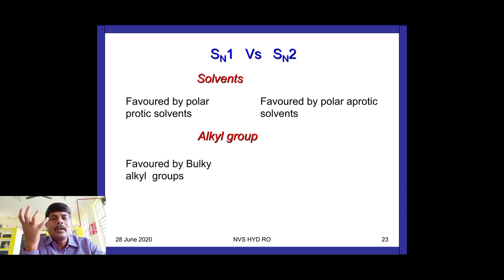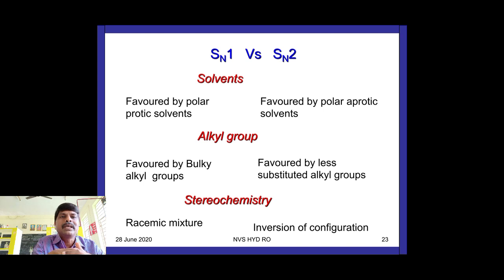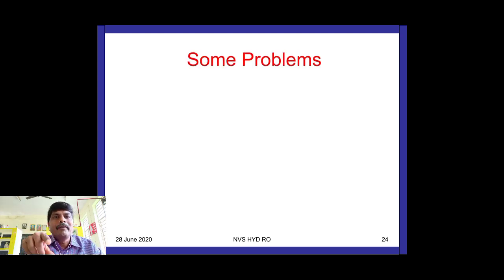Alkyl groups: if the alkyl halide is bulky, complicated, with steric hindrance like tertiary, then it follows SN1. If the alkyl halide is simple and small, then it follows the SN2 mechanism. As for stereochemistry, in SN1 a racemic mixture forms, in SN2 Walden inversion takes place. In SN1 a racemic mixture is formed, two types of products form, retention and inversion, whereas in SN2 only inversion takes place.